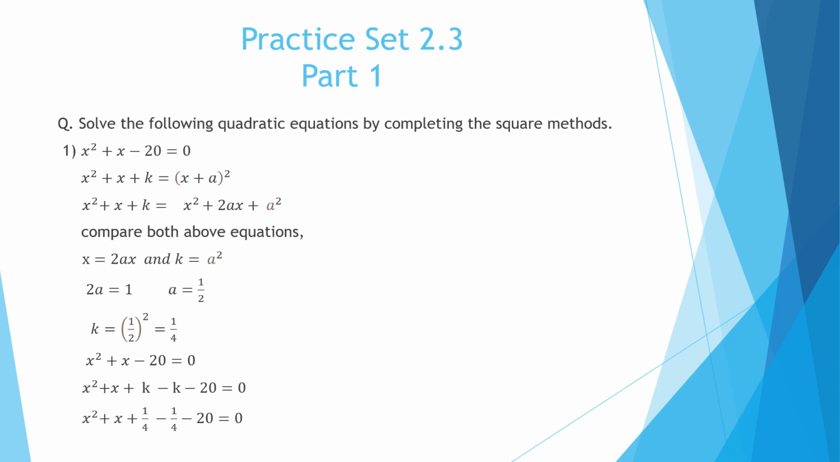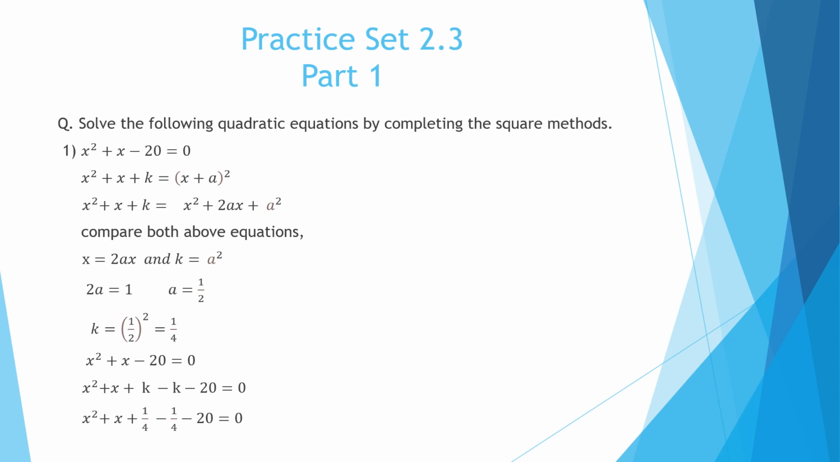Then x cancels. We get 2a is equal to 1, and a is equal to 1 by 2. So the value of a is 1 by 2. Then we put a is equal to 1 by 2 in the equation k is equal to a square. So k is equal to (1 by 2) square, and (1 by 2) square is 1 by 4. So the value of k is equal to 1 by 4.